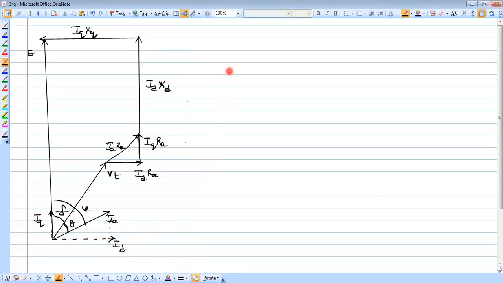So from this, I want to write the voltage equation. Okay, so let us see. Here, the induced EMF E is equal to the sum of all these drops, right? So to write the value of E, see here we got a triangle, right?